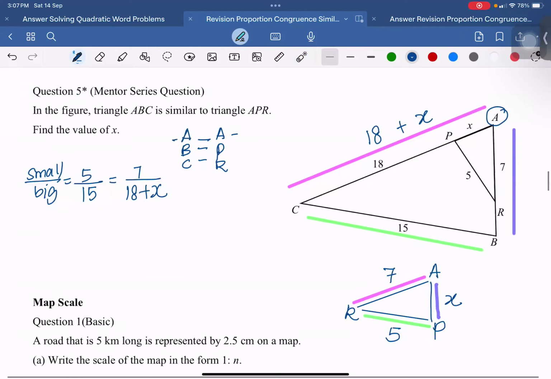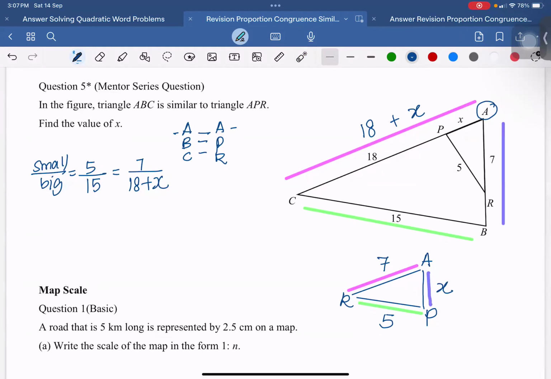This kind of question can be confusing when the shapes are not in line. Draw the same shape, similar, then label the measurements, and then match the pair. Then we cross multiply together. So 5 times 18 plus X equals 15 times 7. Then solve the equation. 5 times 18 is 90, 5 times X is 5X, 15 times 7 is 105.